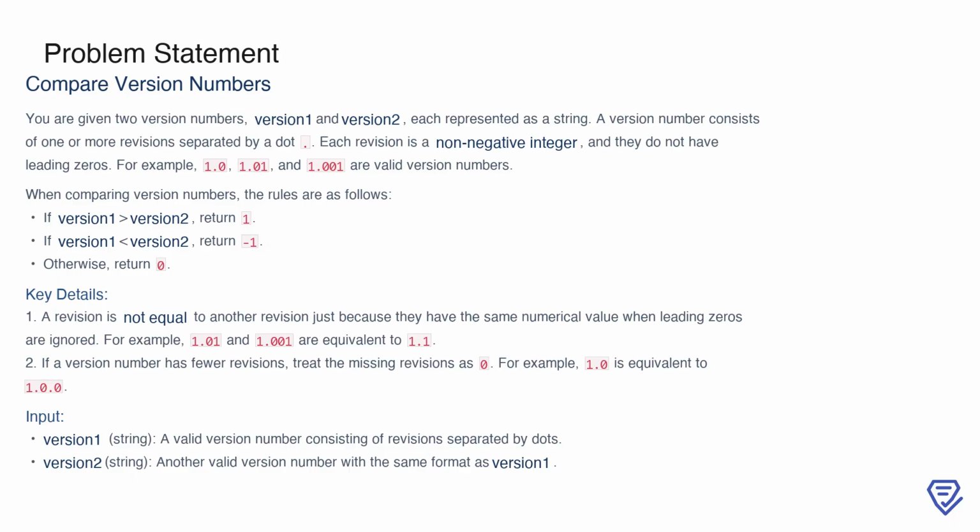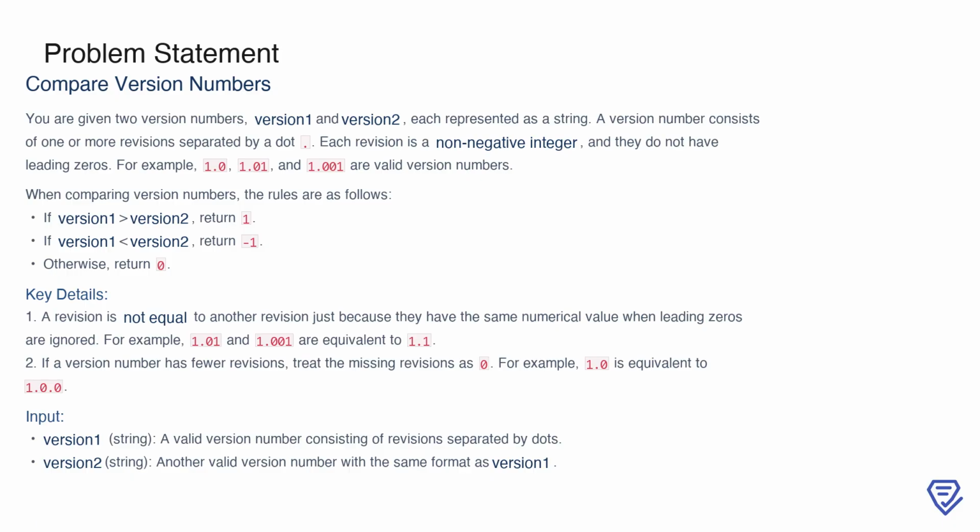When comparing these version numbers, there are three possible outcomes. If version 1 is greater than version 2, we return 1. If version 1 is less than version 2, we return -1, and if the two versions are equivalent, we return 0. Additionally, there are some key details to keep in mind.